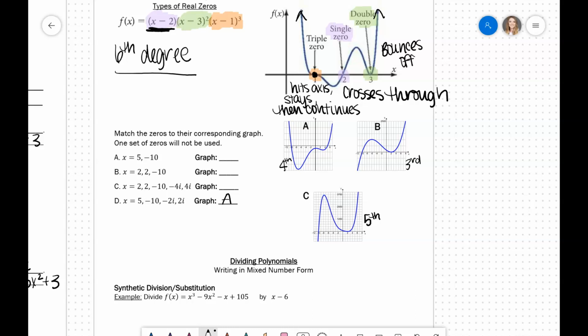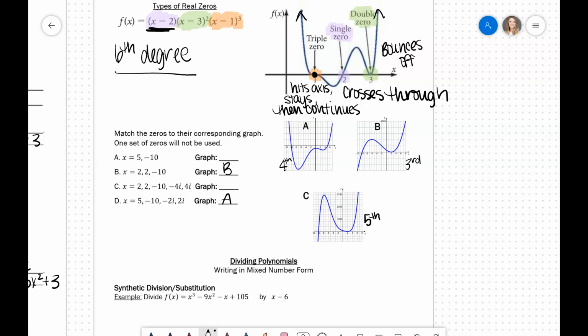Here's our third one. I know I should have 3 solutions. I have a single root at negative 10, and a double root at 2. That would mean that my solutions in B match graph B. 2, 2, and negative 10. 3 solutions, third degree. My last one, I can see it's crossing at negative 10 and 2, and it does kind of look like it bounces off 2, so I would suspect that that's a double root. So that makes 1, 2, 3 zeros, 2, 2, negative 10.